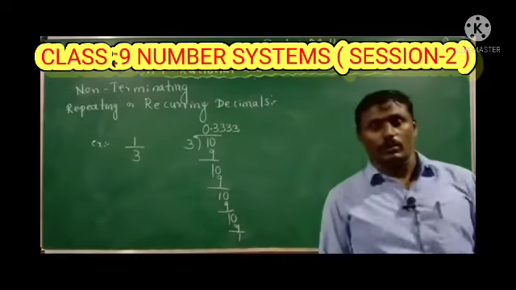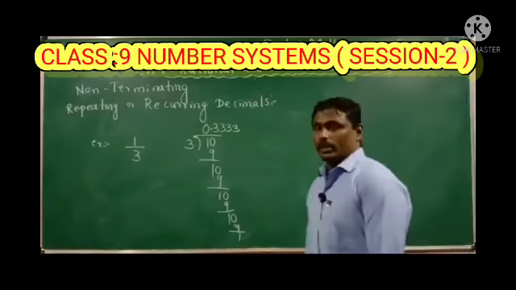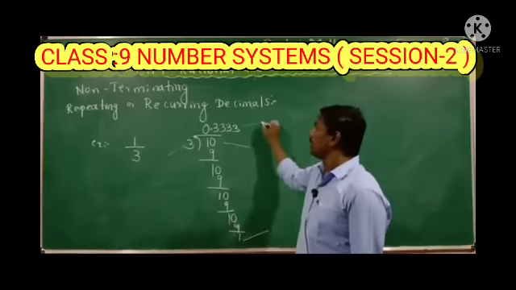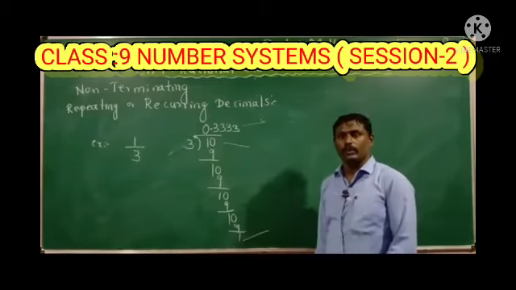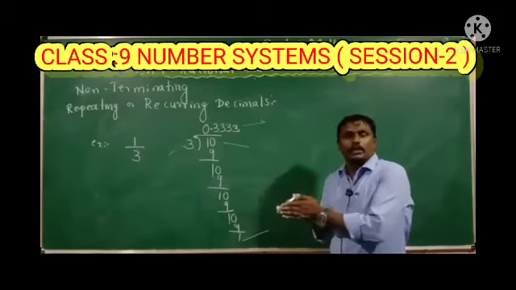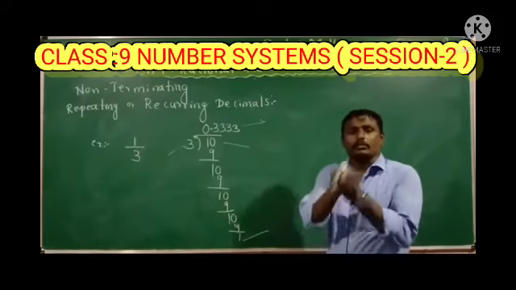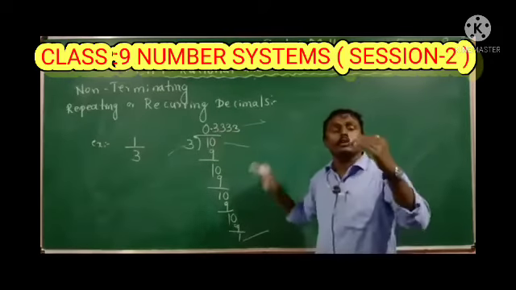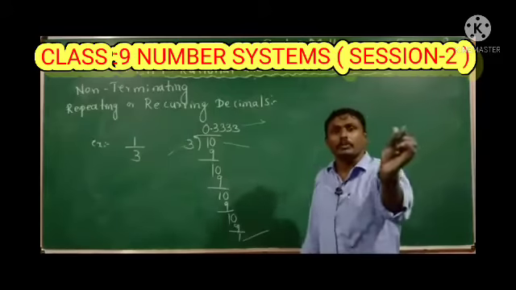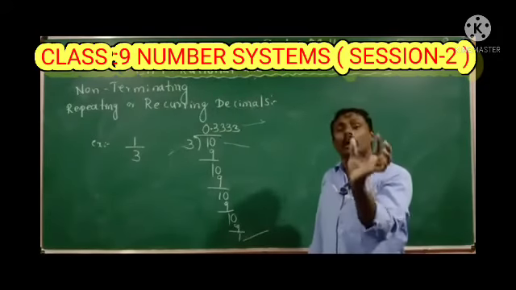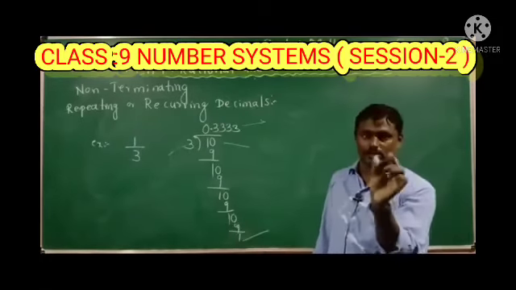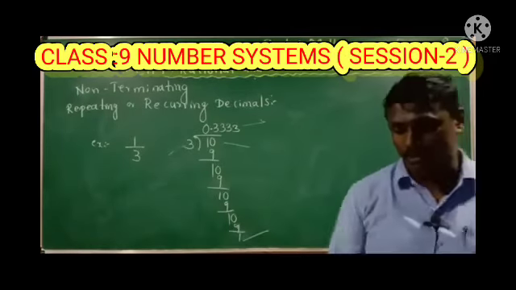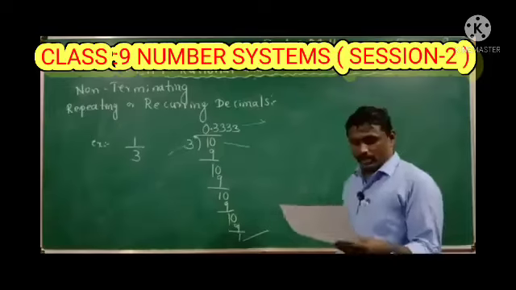In these types of decimal expansions, we already know this is the divisor, this one is the dividend, this one is the remainder and this is the quotient. In these non-terminating rational numbers, we get remainders repeating, and the quotient is in the form of repetition of a single digit or a set of digits. So these types of rational numbers are called non-terminating rational numbers.